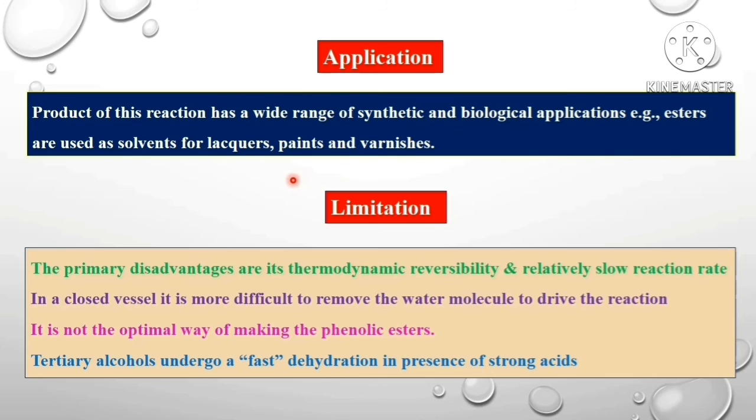Though it has many applications, it is involved with some limitations. The primary disadvantages are its thermodynamic reversibility and relatively slow reaction rate. In a closed vessel, it is more difficult to remove the water molecule to drive the reaction to completion. It is not the optimal way of making phenolic esters. Tertiary alcohols undergo fast dehydration in the presence of strong acids.